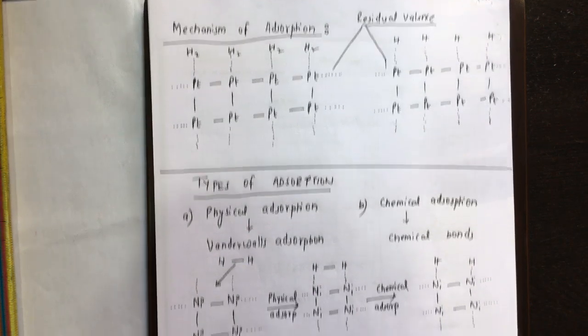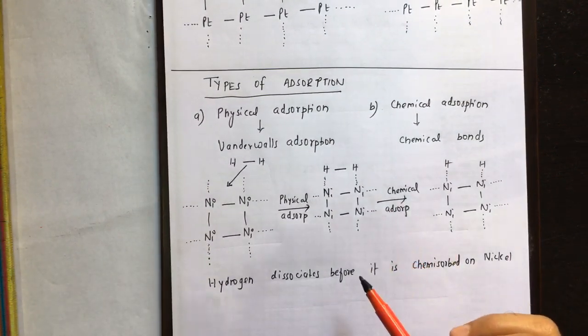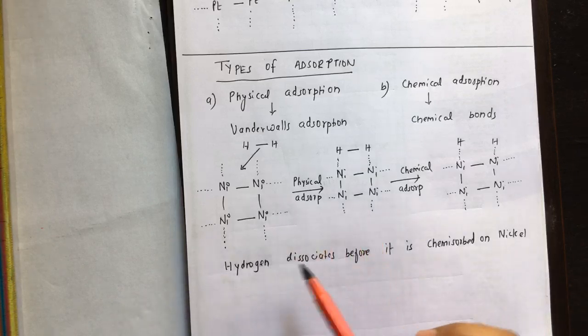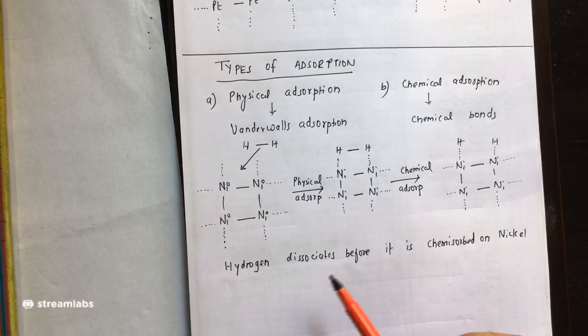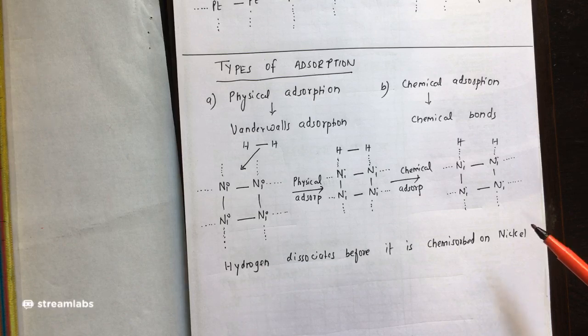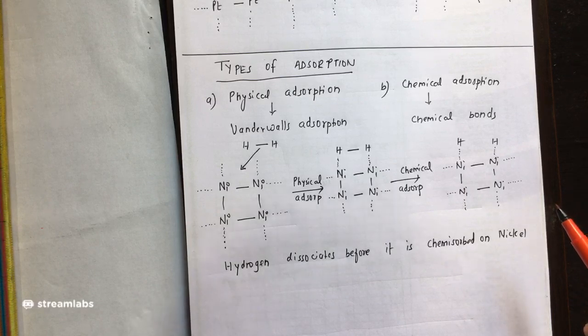Now what is the type of adsorption? We have two types of adsorption. One is called physical adsorption. One is called chemical adsorption. Now in physical adsorption, what happens? It is also called van der Waals adsorption because it is a physical process. And chemical adsorption is a chemical process, meaning bonding is taking place between adsorbate and adsorbent. And once bonding takes place, then nothing can happen. Okay. So this is what we are talking about.